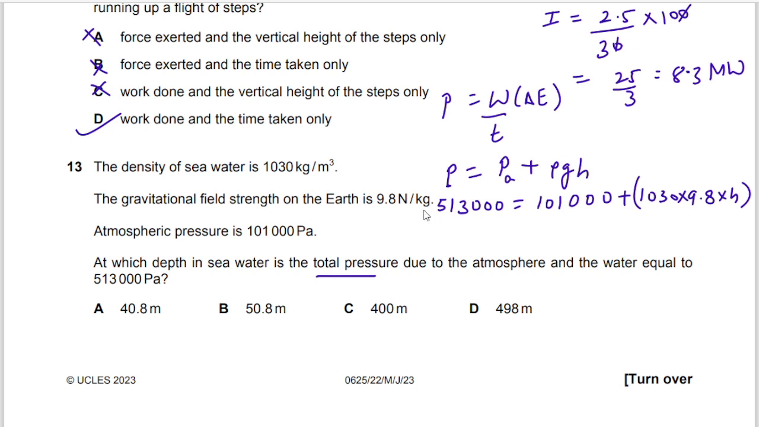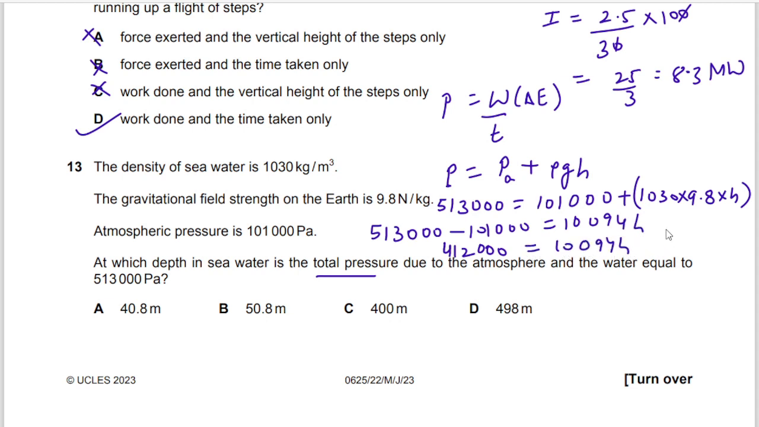If I simplify this equation, I get 513,000 minus 101,000 is equal to, let me calculate it and write it down quickly. Subtracting 513,000 minus 101,000 gives me 412,000, and if I multiply 1030 into 9.8, it gives me 10094 h.